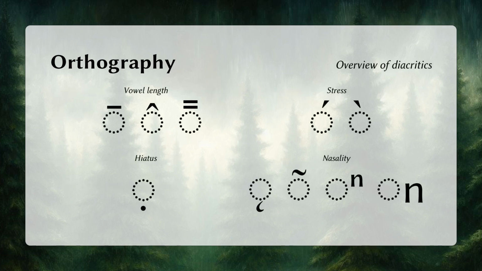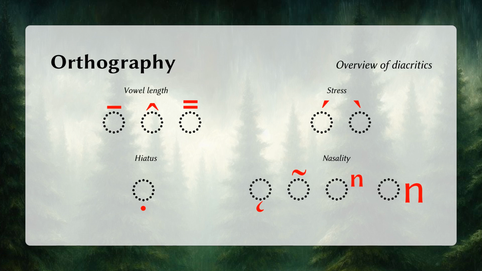For vowel length we have the macron, the circumflex and sometimes the double macron. For primary and secondary stress we have the acute and the grave accent marks. For hiatus I personally use a dot below. For nasality we can encounter the ogonek, the tilde and the superscript n, and somewhere someone quite possibly just writes out the consonant n and leaves it to the reader.